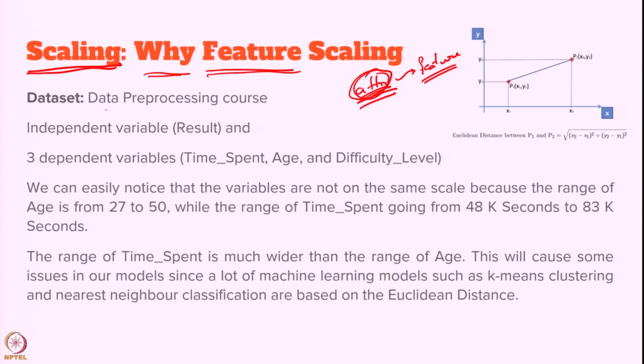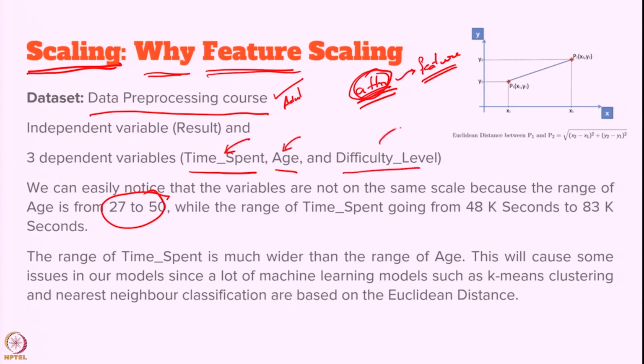Let us take this example, a data pre-processing course. We have a data pre-processing course which is given for adults, let us say. The age group will be 27 to 50, and then we have the time spent, how much time they spend to learn this course, and what is the difficulty level of the course.